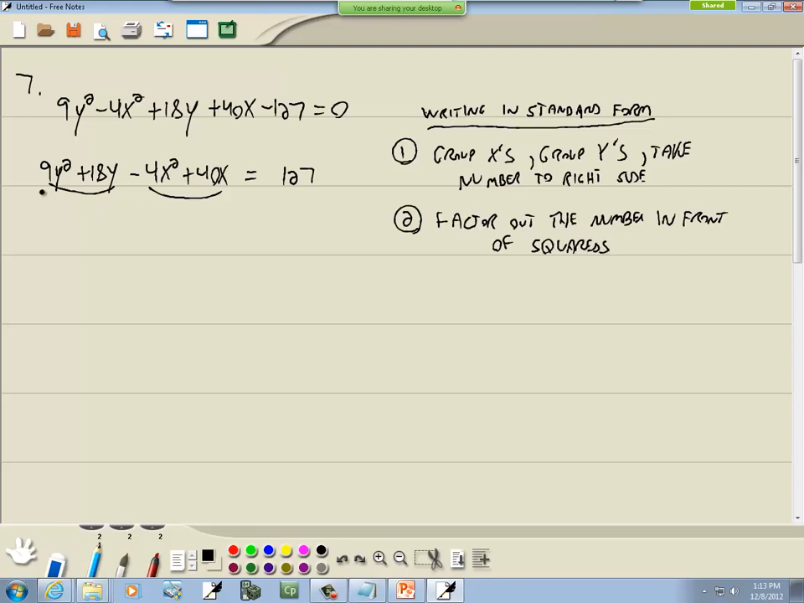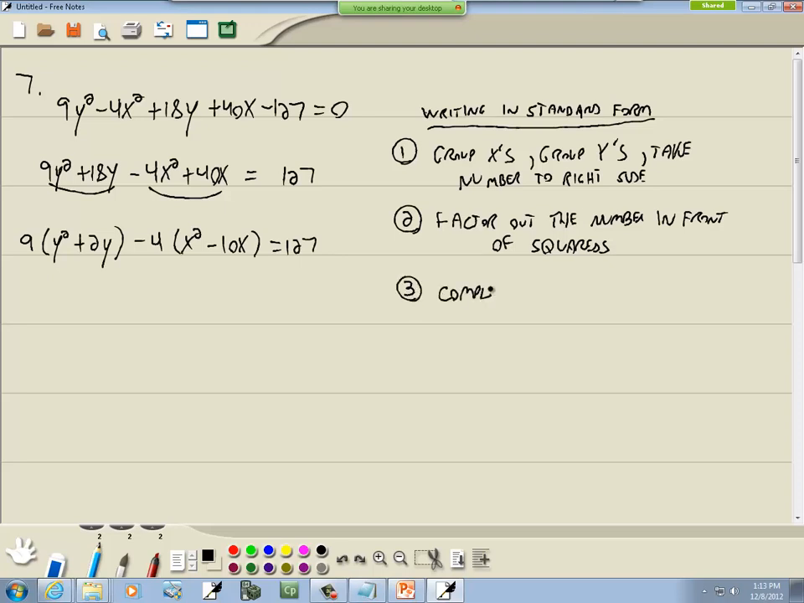Well, the number in front of our y squared is a 9, so we'll factor out a 9, and that gives us y squared plus 2y. The number in front of our x squared is a negative 4, so we'll factor out a negative 4, and that gives us x squared minus 10x equals 127.